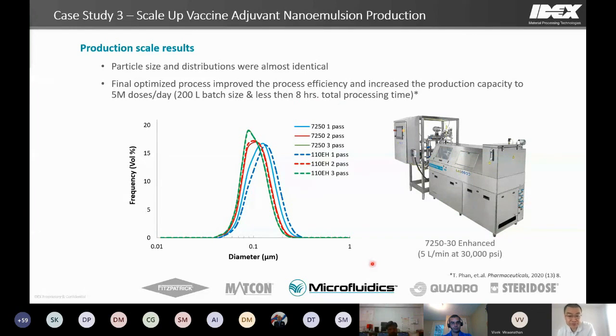So this example concludes my case studies for nanoemulsions, and let's move on to my next application, which is liposomes, if there are no further questions around this.